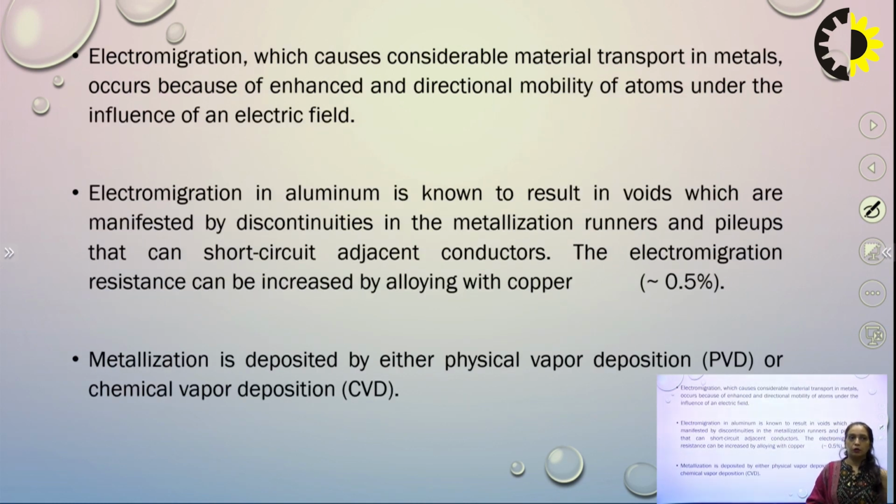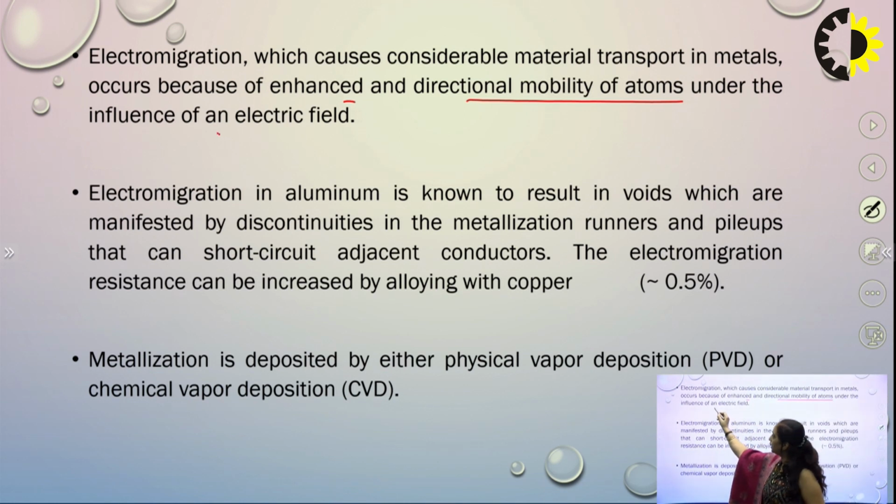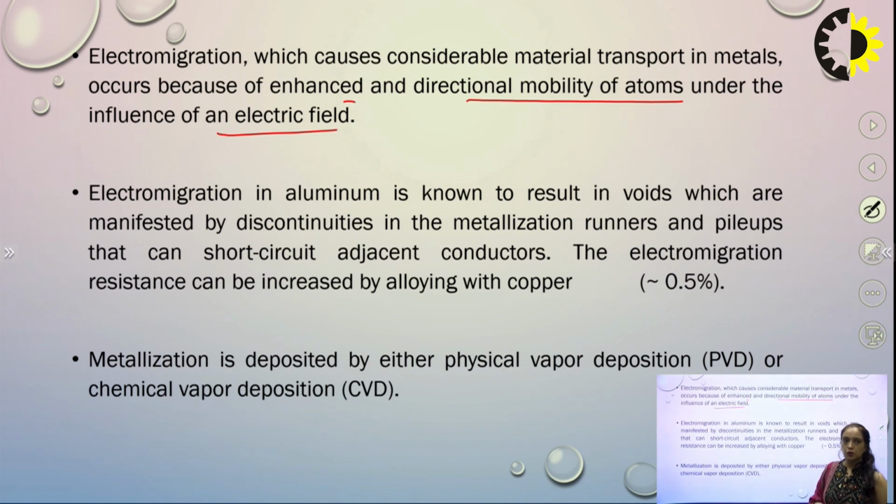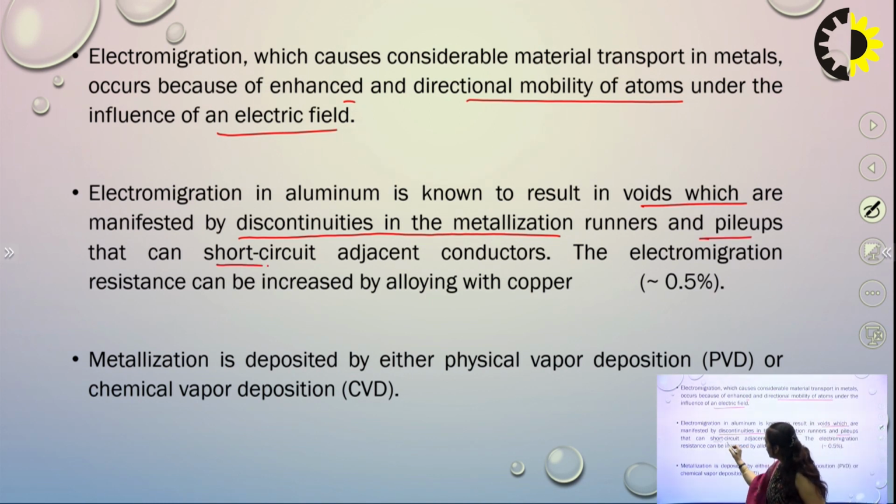The next problem is electromigration, which causes considerable material transport in the metals, occurring because of the enhanced and directional mobility of the atoms under the influence of an electric field. Electromigration in aluminum is known to result in voids, which are manifested by discontinuities in the metallization layers, and these material pile-ups can create a short circuit between adjacent conductors.